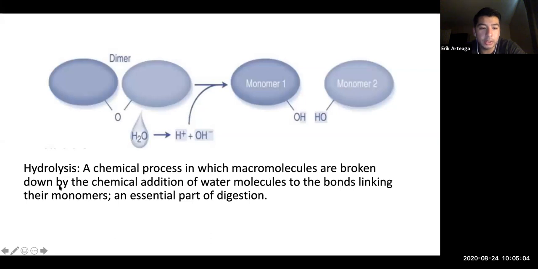All right, so hydrolysis, a chemical process in which macromolecules are broken down by the chemical addition of water molecules to the bonds linking their monomers, an essential part of digestion. And again, referencing digestion, we do typically have the urge to drink something while we eat. Again, this is that biological urge to add water to the system to further break down these polymers into monomers. Here it's showing a dimer, which is just two monomers linked together, right? So keep that in mind.